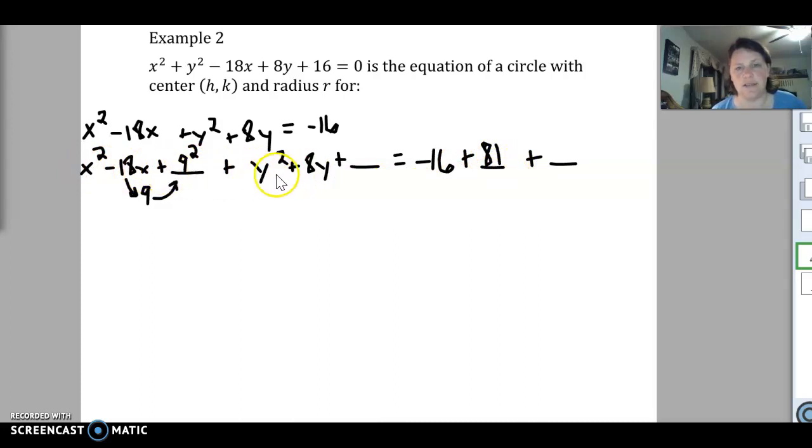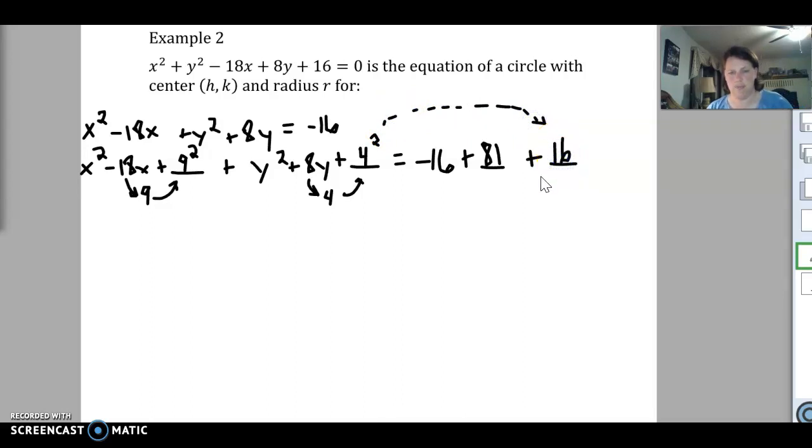Now let's go on to our y's. For our y's, we want to take half of 8 this time. Half of 8 is 4. And then we're going to square it, so we'll put 4 squared here. Now when we bring this over here, I am going to write it as 16. Keep it simplified as possible on that right hand side.